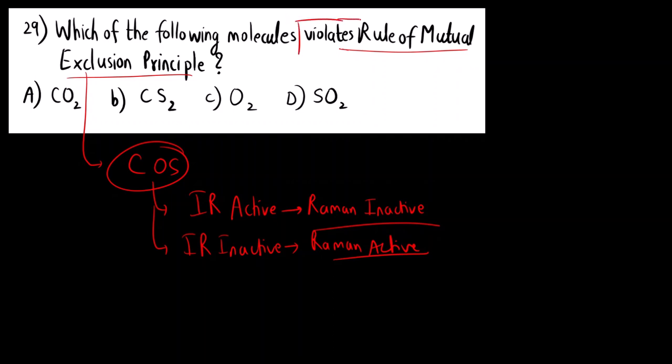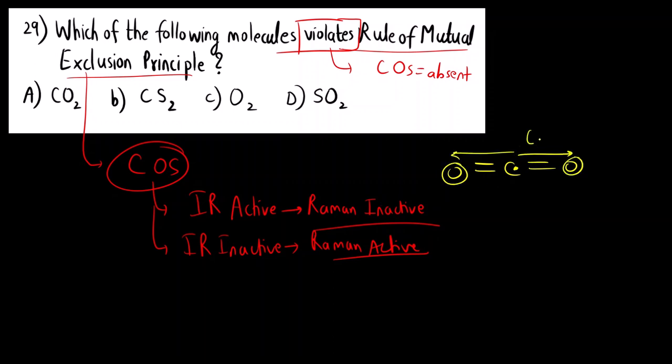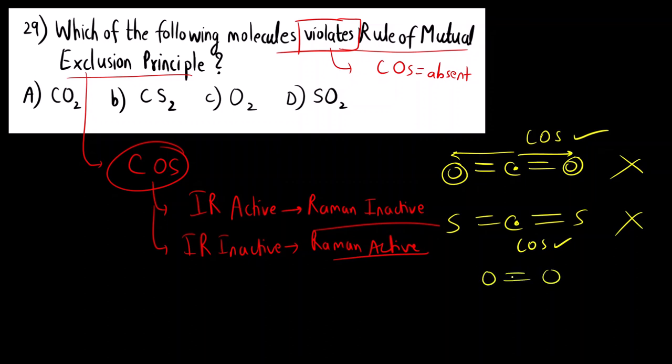So we have to find out which violates this rule, which means in which molecule COS is absent. If you see CO2, CO2 is linear. If I draw this point, here if I go, I get oxygen. Opposite side also I get oxygen. So COS is present, so this is not the correct answer. CS2 is the same as CO2, so this is also not correct. Here also COS will be present. The third one is oxygen. This point will be the COS, center of symmetry. So this is also not correct.